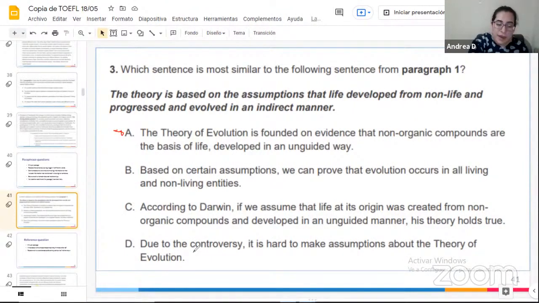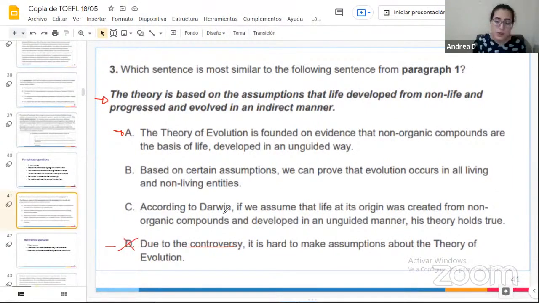And why not D? Because first of all, it doesn't contain the main idea of the sentence, right? If we try to think of what the main idea of the sentence is, it would be what the theory is based on, right? What the theory of evolution is based on. What is that based on? The assumptions that life developed in blah, blah, blah. So that's the main idea of the sentence. On what was the theory of evolution based. And if we look at D, first of all, what controversy are we talking about? Due to the controversy, it's hard to make assumptions about the theory of evolution. So it doesn't contain even a close idea to that. So it's definitely not that one.